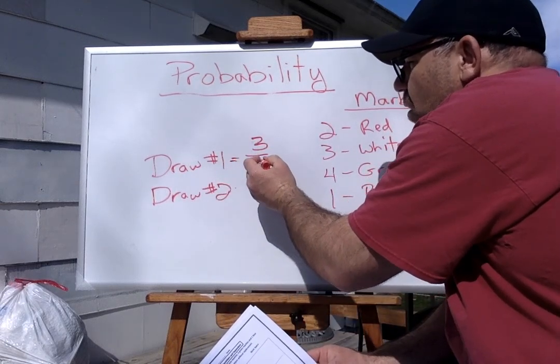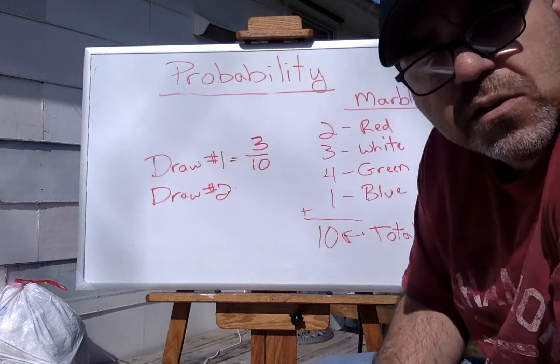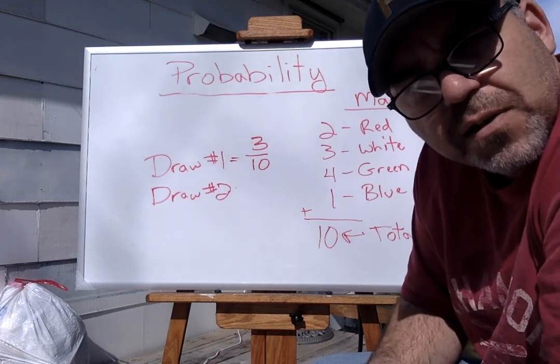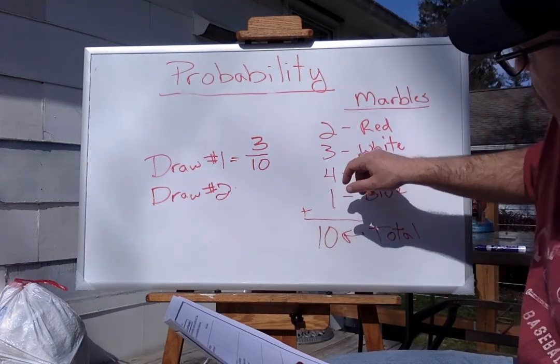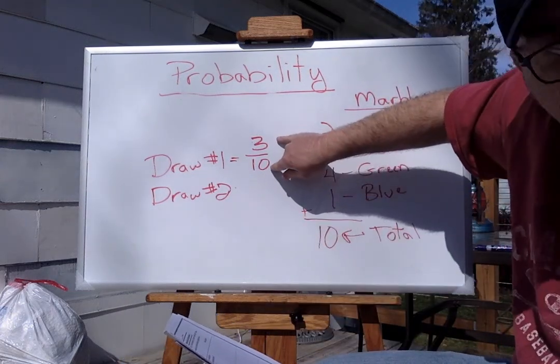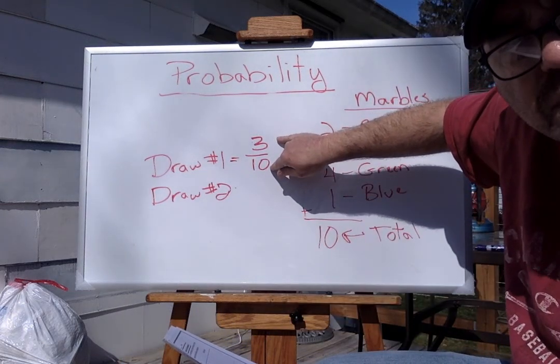Draw 1. Again, all the marbles are back in the box. Nothing has changed. We haven't changed anything. Okay? Put everything back, starting fresh. There are 3 white, so there are 10 marbles. The probability of getting a white marble is 3 out of 10.